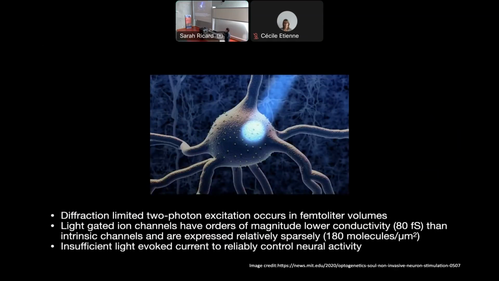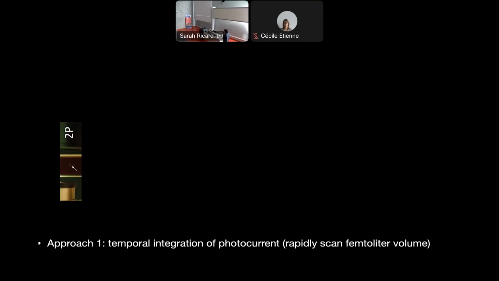However, if we are using diffraction-limited spots, our excitation is confined just to this focal region. This isn't going to help us spike our neuron, because essentially there are too few of these light-sensitive ion channels within this spot. So actually we're going to excite some current, but not enough to perturb the activity of the neuron. And so there are two methods that you could use in order to overcome this limitation. And these are both used in research today.